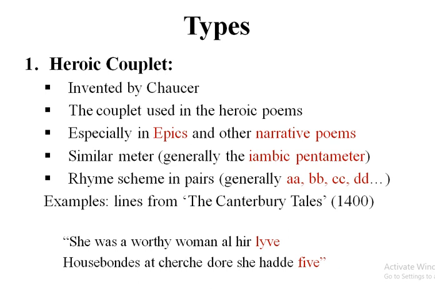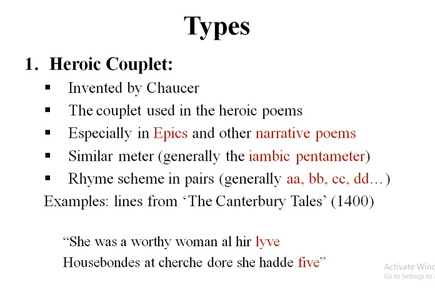Now, coming to the first type of couplet. Number one, the heroic couplet. It was introduced, or invented, by Geoffrey Chaucer. This couplet is used in heroic poems, that is, poems like the epics and narrative poems having relatively greater subject matter and a greater way of presentation. Such a couplet is known as a heroic couplet. It is the same as the normal couplet, no doubt, but after its use in heroic poems, it is given the name of heroic couplet.